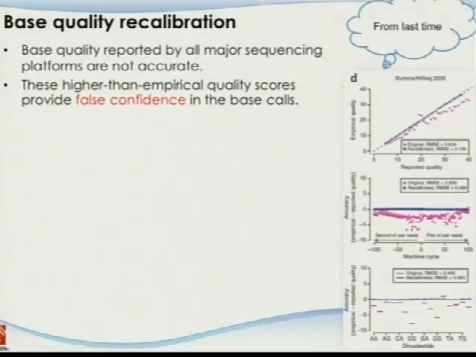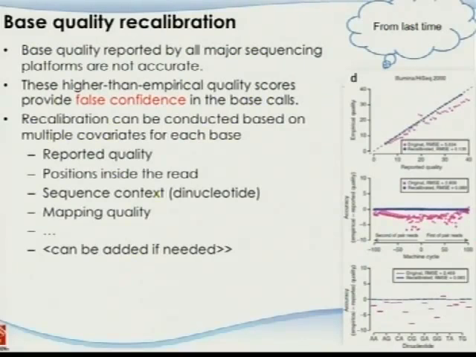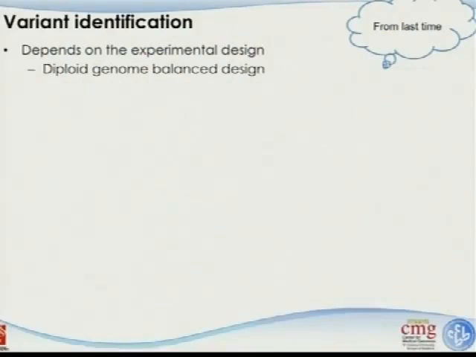These higher-than-empirical quality scores provide false confidence in the base calls. And recalibration can be conducted based on multiple covariates for each individual base. This includes the reported qualities, the position inside the read, the sequencing context, mapping quality, and there are additional things you can think of as well.